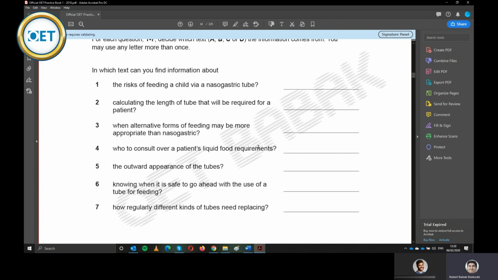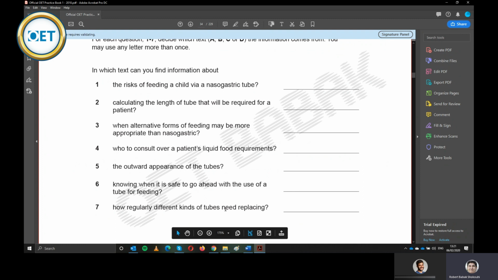Was it in D? I don't know. Yes, we have to check that. Who to consult over a patient's liquid fluid requirements is definitely D. It was the nutritionist. The outward appearance of the tubes, we saw it. It was B. Knowing when it's safe to go ahead is C.